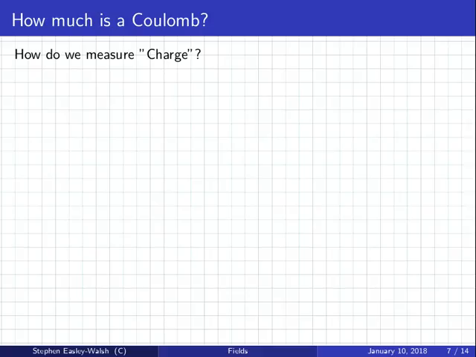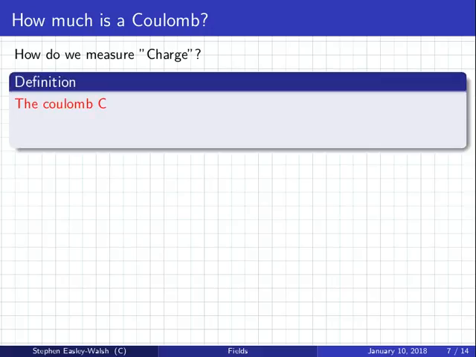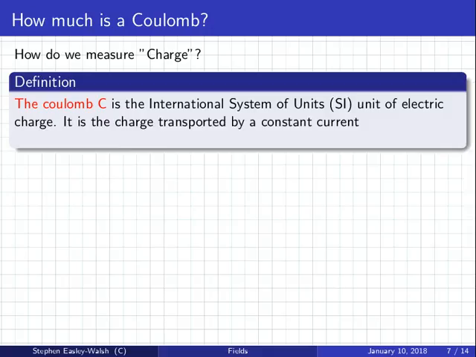But we have an actual unit which we use to measure charge. We measure charge using a unit called the Coulomb. It's the standard SI unit of electric charge. The definition of the Coulomb is the charge when 1 amp runs for 1 second. So if you have 1 amp of current for 1 second, you have 1 Coulomb of charge. This is quite a common definition in the exam.